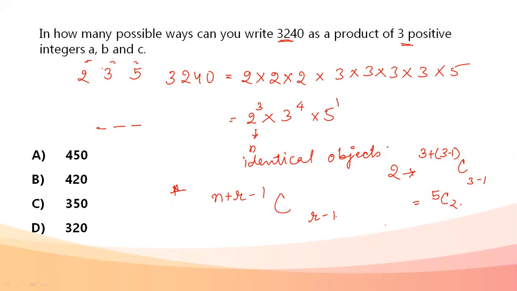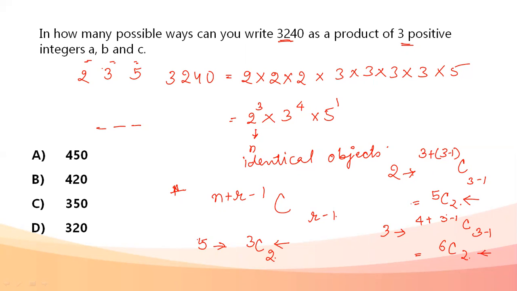Next, if I go for 3, how many 3's are there? There are 4 3's. 4 plus 3 minus 1 C 3 minus 1. That is 6C2 ways I can arrange 3's. Now similarly if I go for 5, I have only 1. So it can be arranged in 3C2 ways. Okay. Arrangement is clear. Number of ways is 5C2, 6C2 and 3C2.